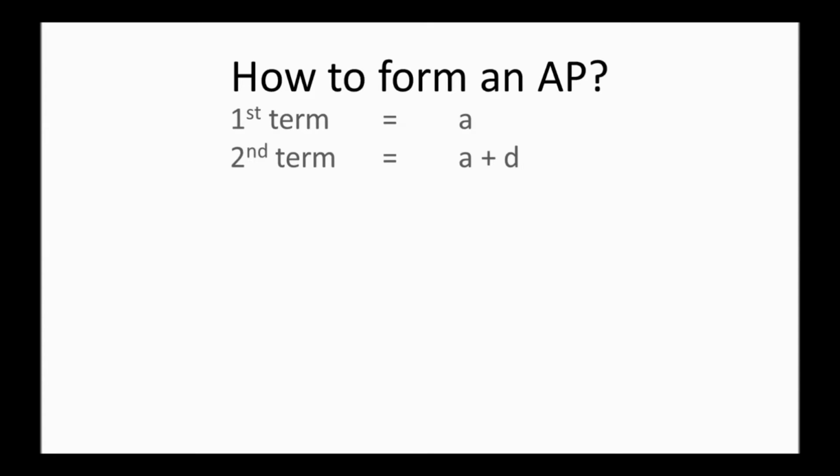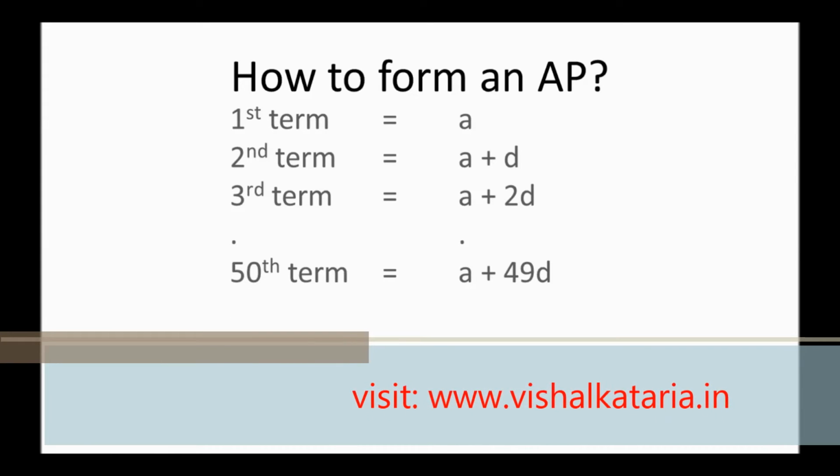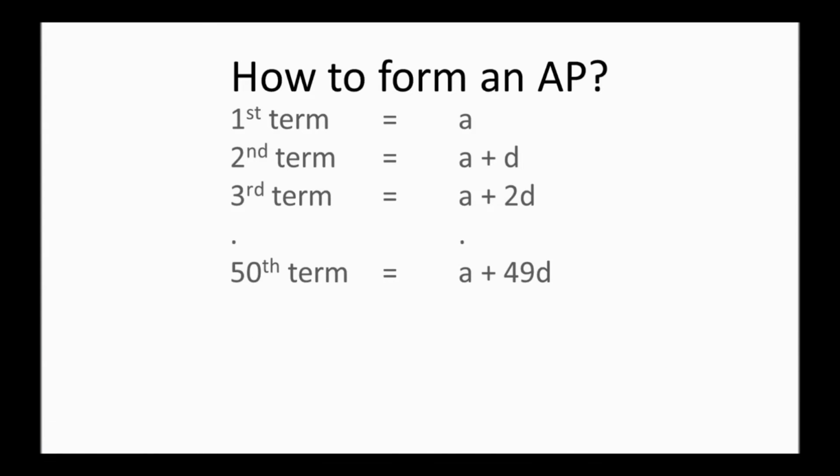Let's generalize it. The first term is a, second term is a plus d, third term is a plus 2d. Similarly, my friends, if I want to find the 50th term, I will write it as a plus 49d. The 100th term similarly will be a plus 99d. The 500th term will be a plus 499 times d. And the nth term will become a plus n minus 1 times d. So friends, this is the general formula to find the nth term of any arithmetic progression: an equals a plus n minus 1 times d.